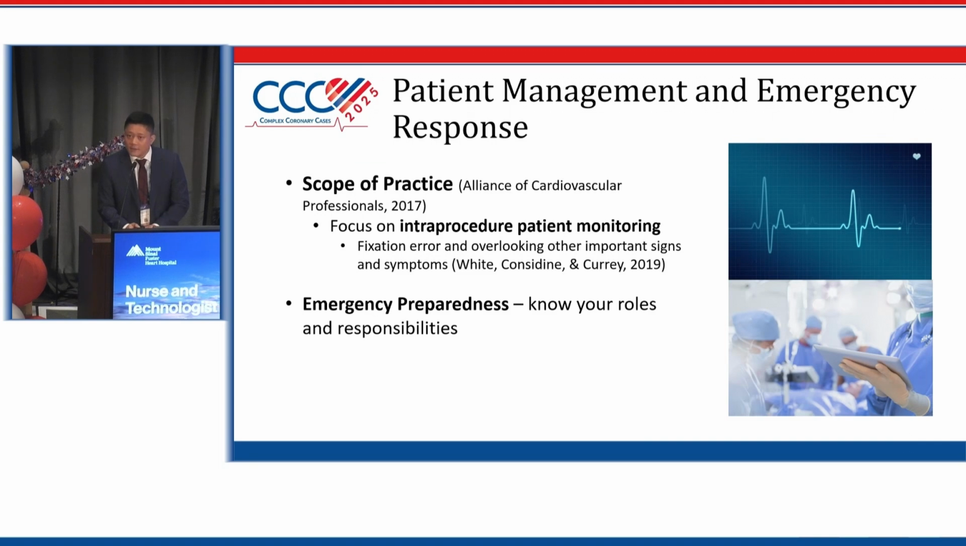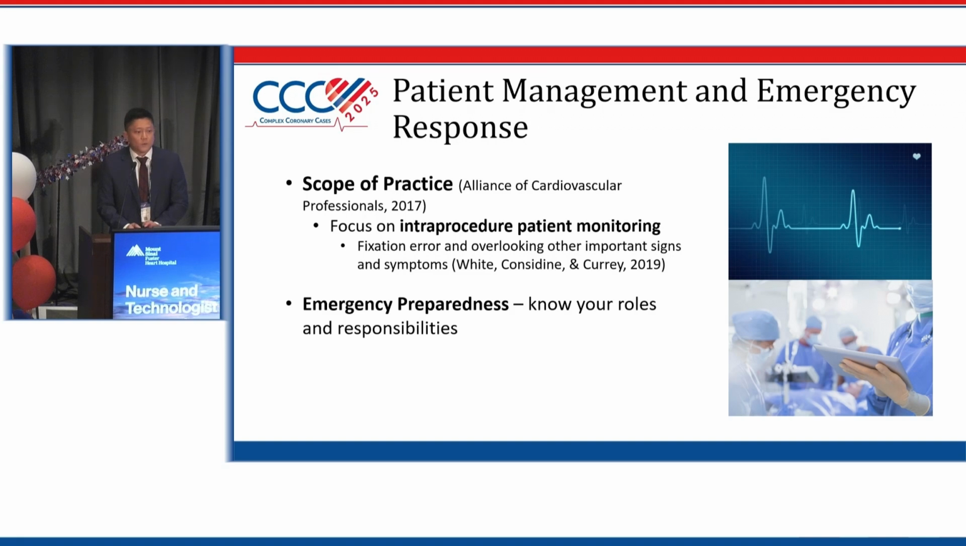The second key area would be patient management and emergency response. According to the Alliance of Cardiovascular Professionals, cath lab nurses are responsible for tasks like patient care and assessment, assisting during procedures, accurate documentation, and continuous patient monitoring. These are all very important, but for today's topic, I would like to put emphasis on our role in continuous intra-procedure patient monitoring.